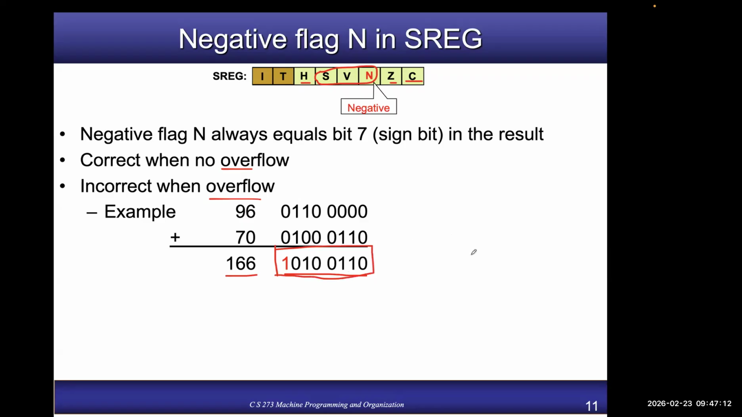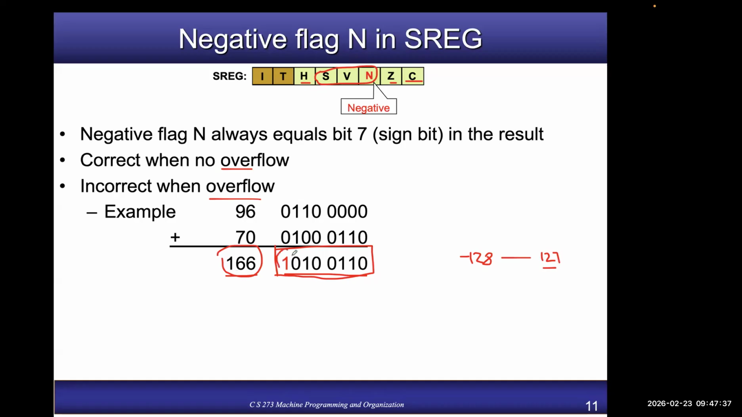Our result is 8-bit, and we are treating all the numbers as signed numbers, right? So what is the range? The range of an 8-bit signed number is -128 to 127, right? So it means that our result, 166, is out of range. It is greater than 127, right?